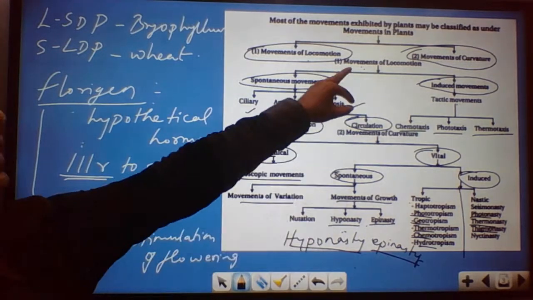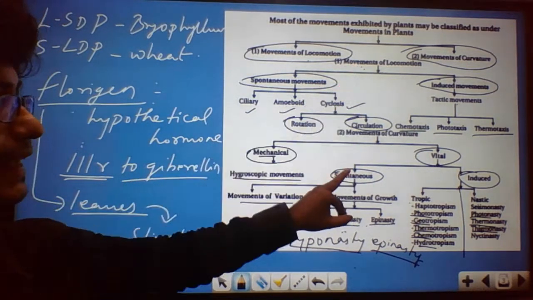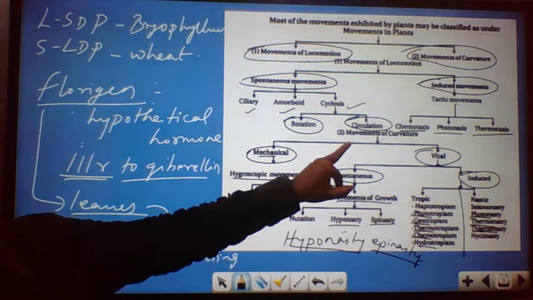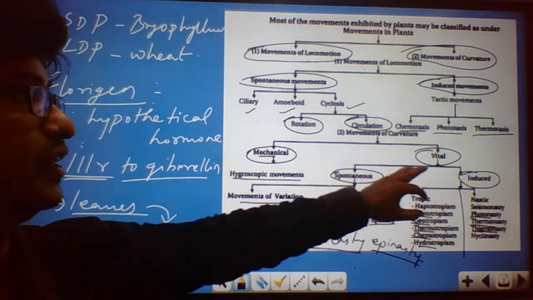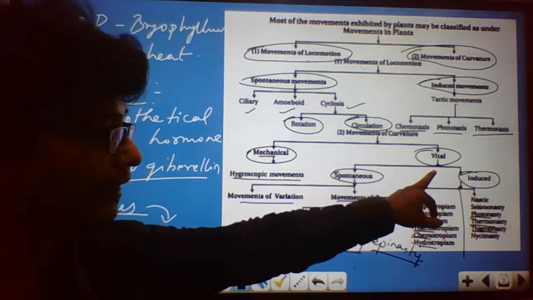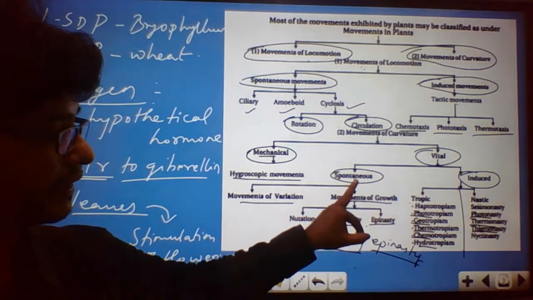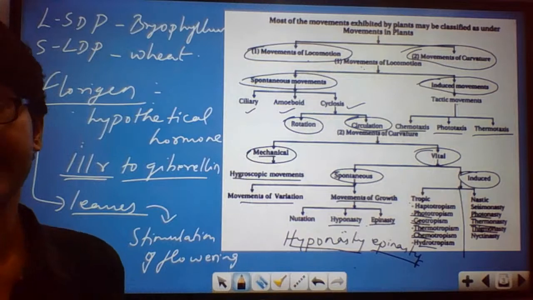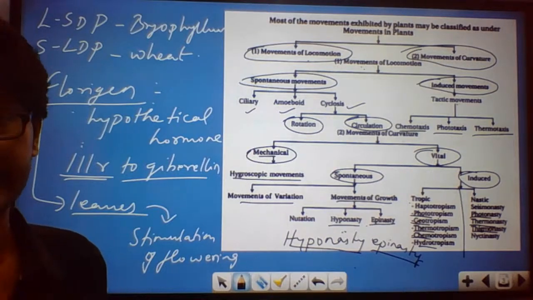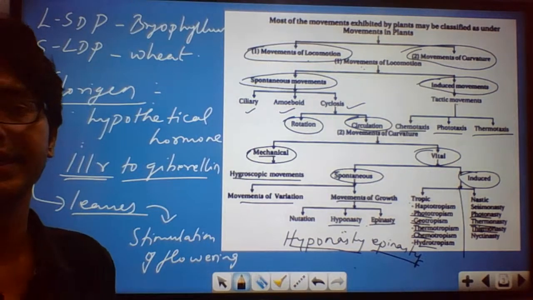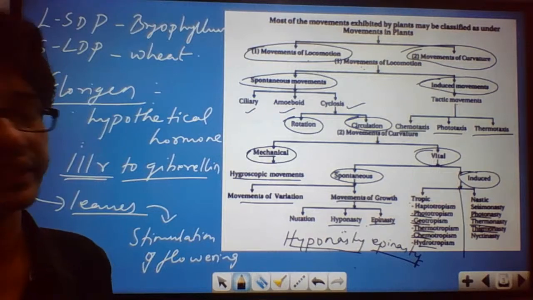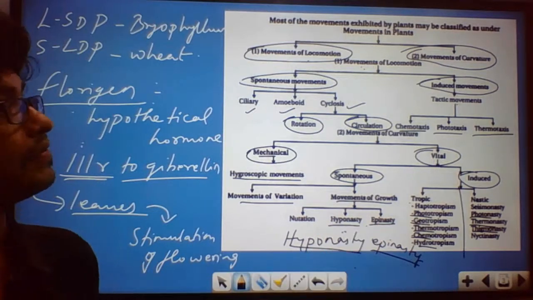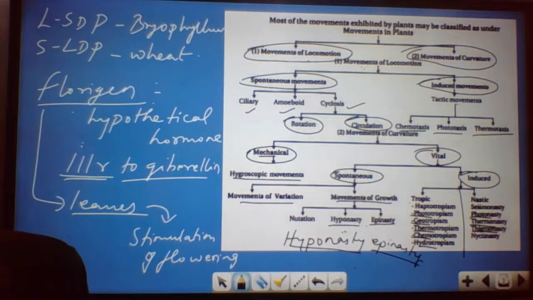So the first type of movement is the movement of locomotion, and the second is the movement of curvature. Under the curvature, I mentioned the vital and the mechanical. Under vital, we have spontaneous movement of growth only. I asked you what is the difference between epinasty and hyponasty, the common term that we give for epinasty and hyponasty. I asked you what's the main difference between these two. So by this we come to the completion of this chapter, that is growth and development.